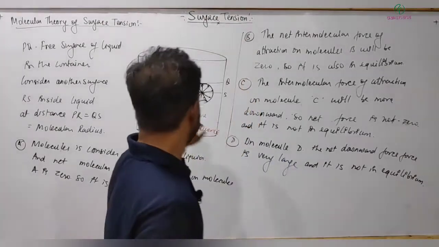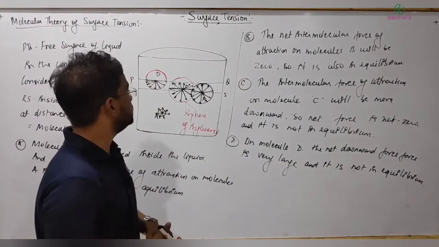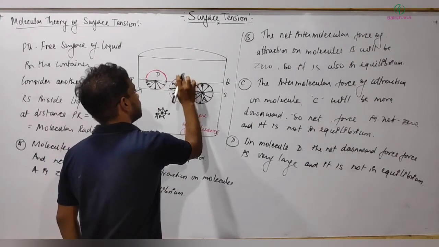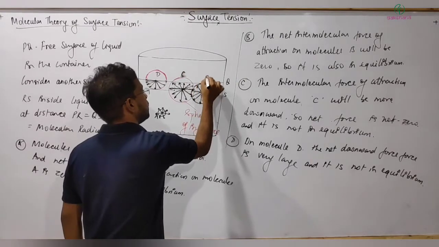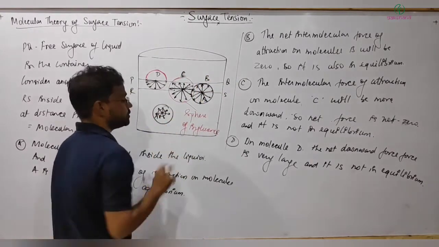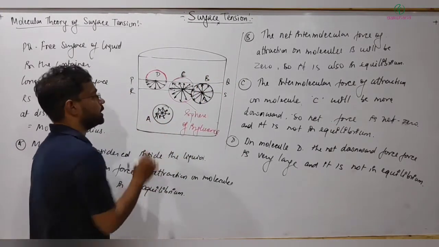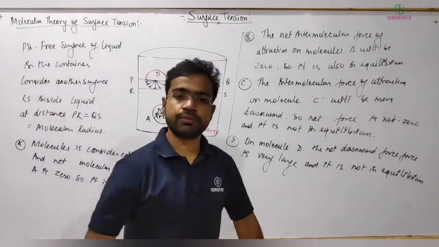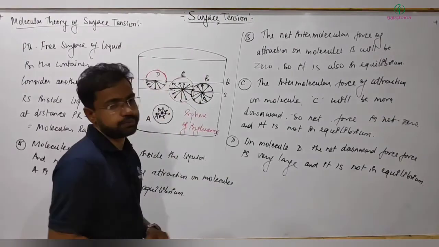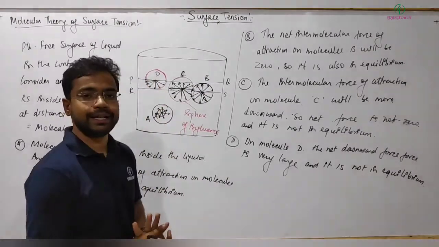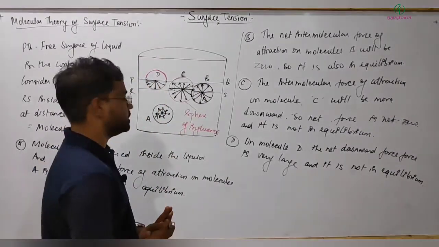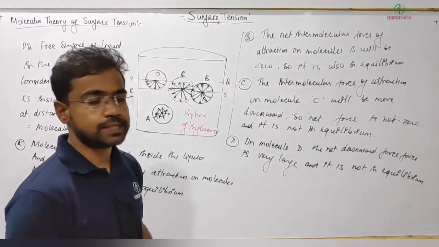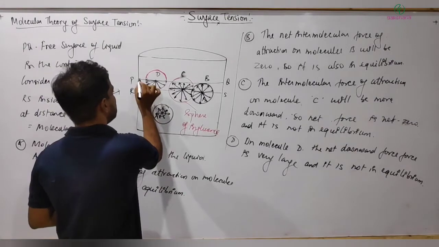Is it? Because here you can see the molecule D, this is molecule C, this is for B and this is for A. So if your sphere of influence, this is for A. So here you can see for D, net downward force is there because there is no upward force, and it will be a highly unbalanced, unstable molecule. It will have large downward force. Understanding?